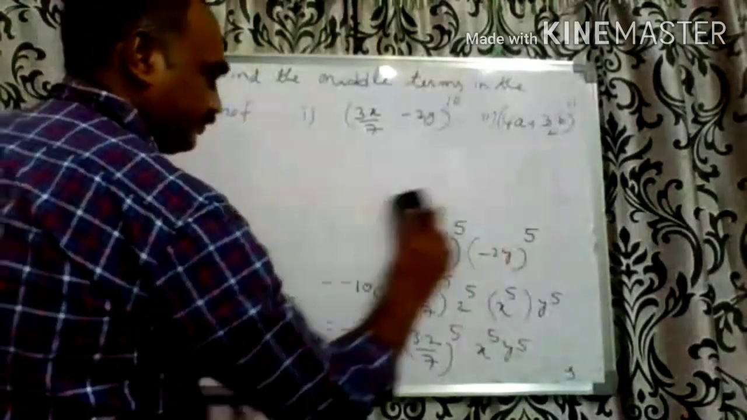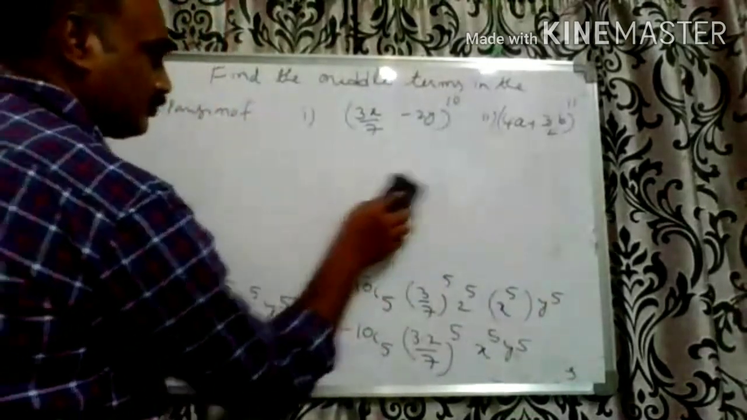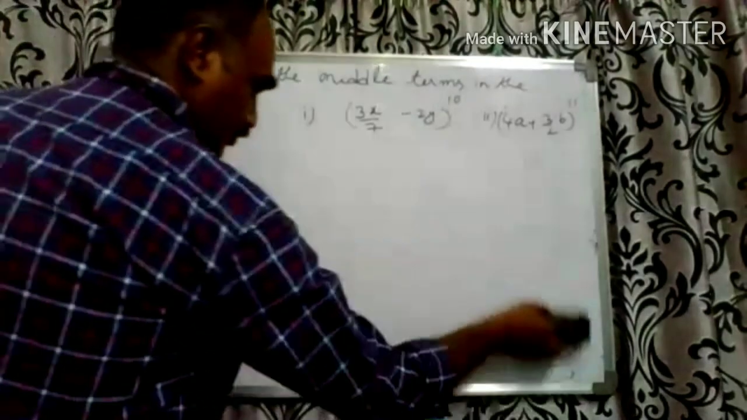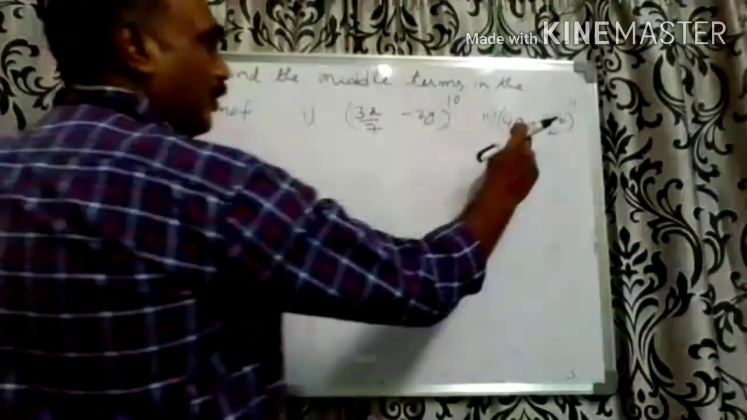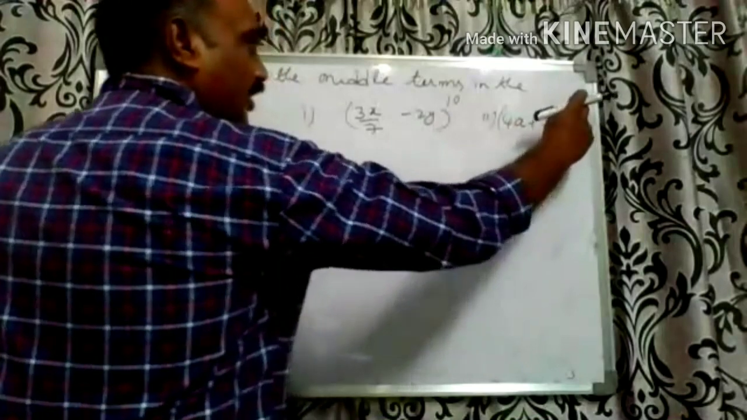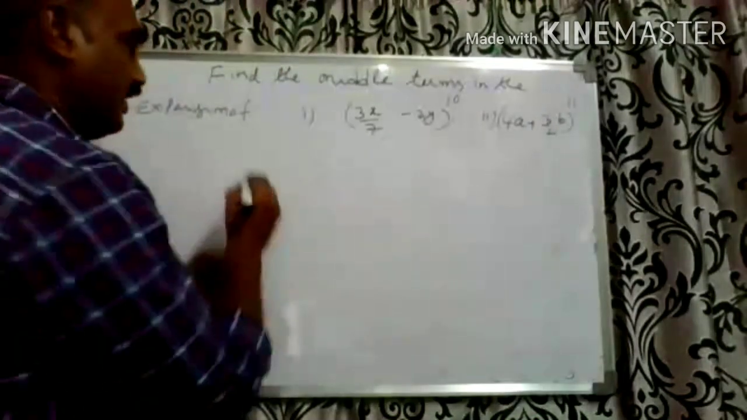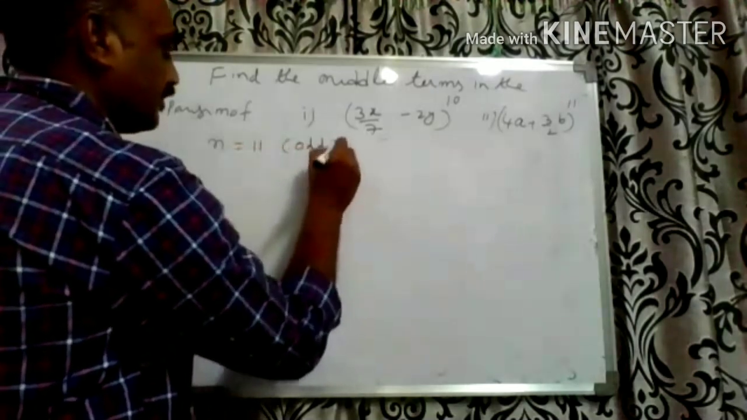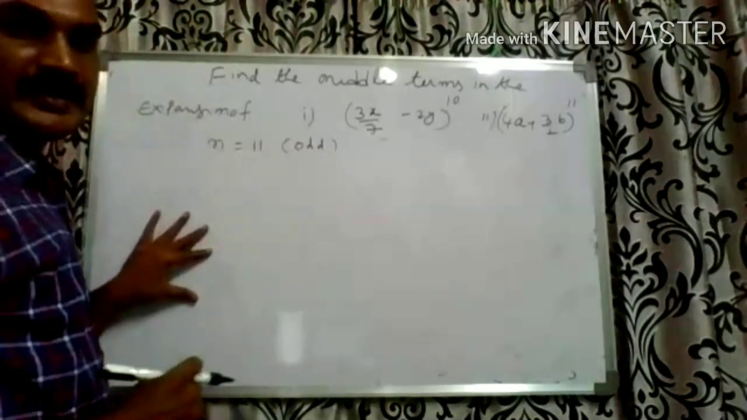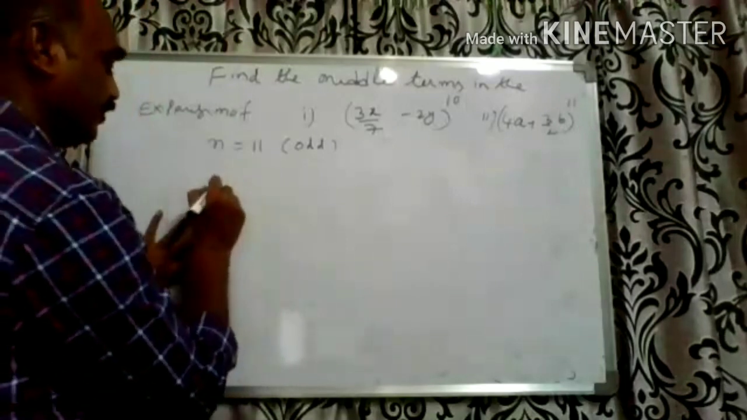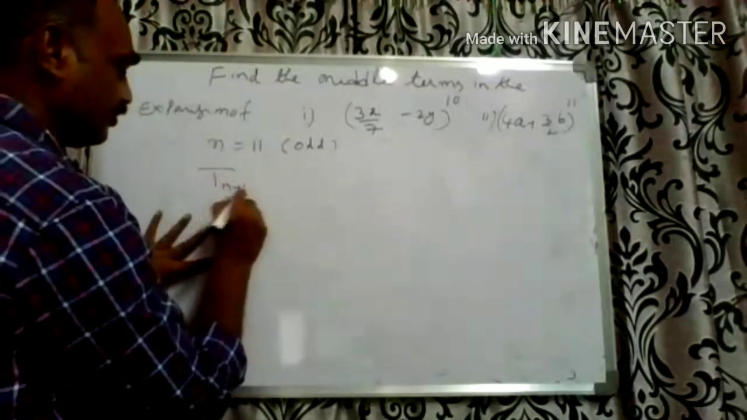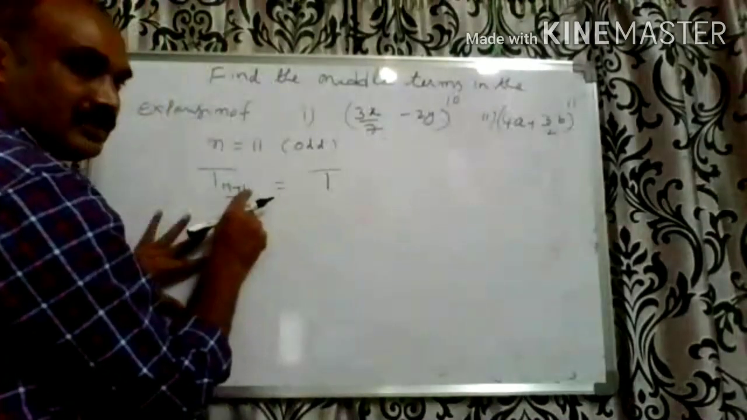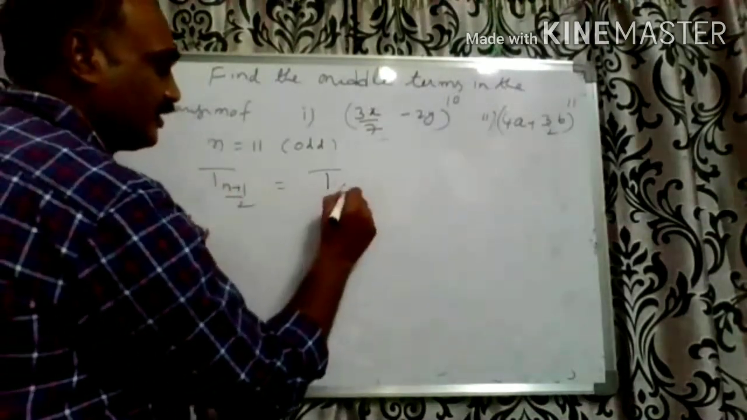Next question. Second problem: (4a plus 3b by 2) whole power 11. 11 is an odd number, so n is equal to 11, an odd number. So there exist two middle terms. Formula: T of (n plus 1) by 2. N is equal to 11, 11 plus 1 is 12, 12 by 2, the sixth term.